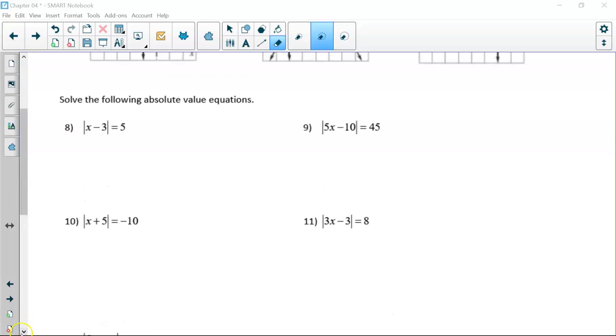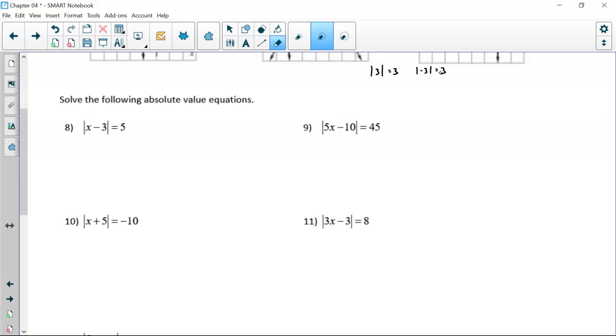Now keep in mind, the absolute value of a number is always positive. So the absolute value of 3 is 3, and the absolute value of negative 3 is 3. We're talking about the distance away from 0. So when we take the absolute value of a number, we're always going to get a positive number in return, because distance is always a positive number.